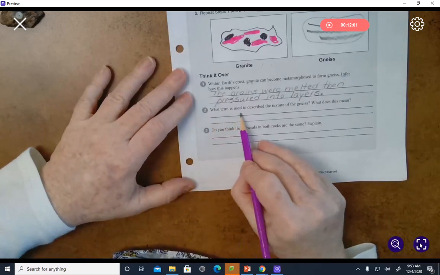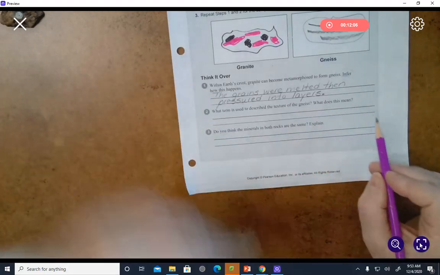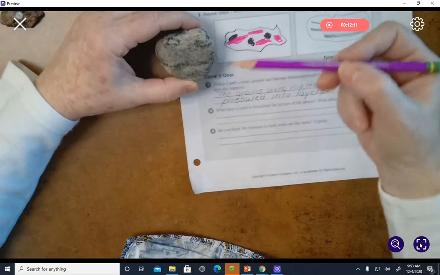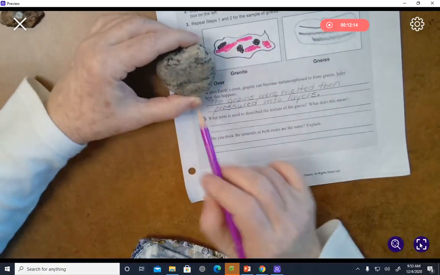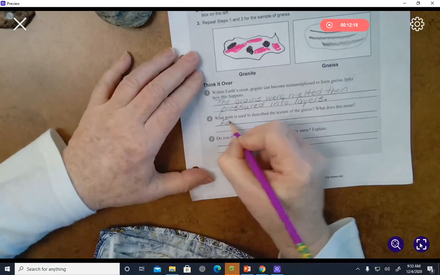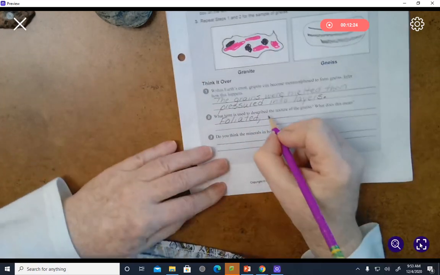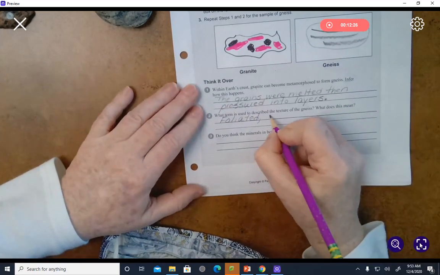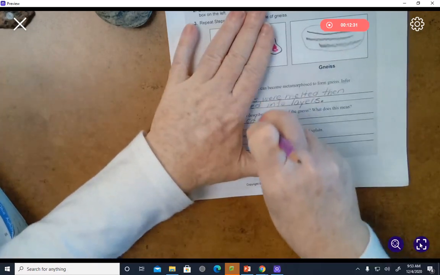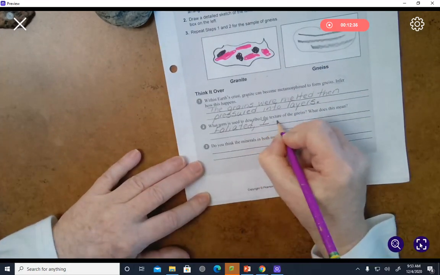What term is used to describe the texture of gneiss, and what does this mean? So remember that when we're talking about metamorphic rocks, it's like banded or non-banded, but I think we would use foliated. And you could say, what does this mean? Let's just say it. What does foliated mean? That the grains, or I can see layers.